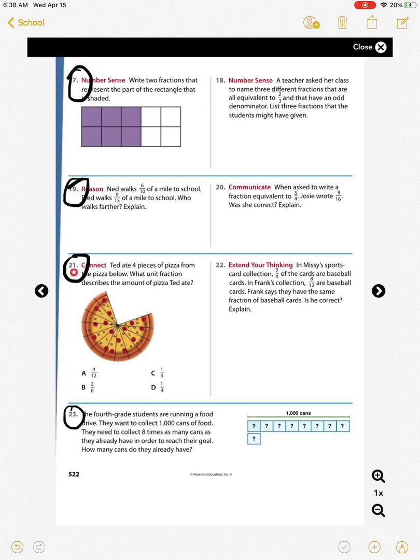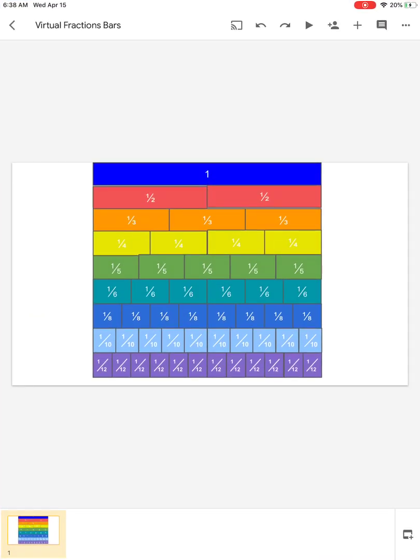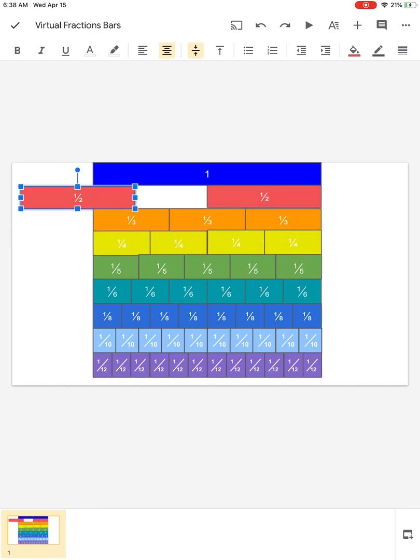I'm going to show you a couple more things. One thing that I've made for you and that I'm going to post in Google Classroom is some digital fraction bars, because we've worked with these in class before, but we don't have any at home with us. So I made it on Google Slides for you. So I want you to explore with our digital fraction bars. I want you to find some fractions that are equivalent. So you can rearrange them, just click and then drag it out to the side. Move this out of the way.